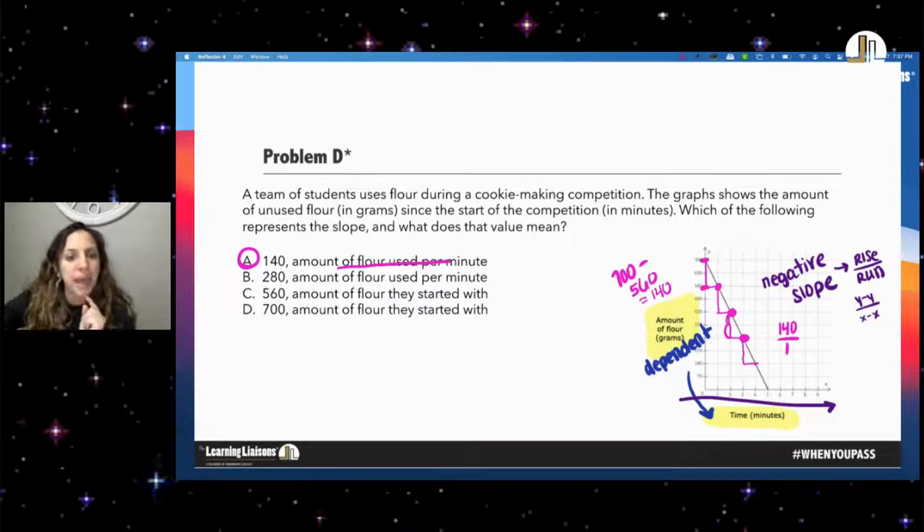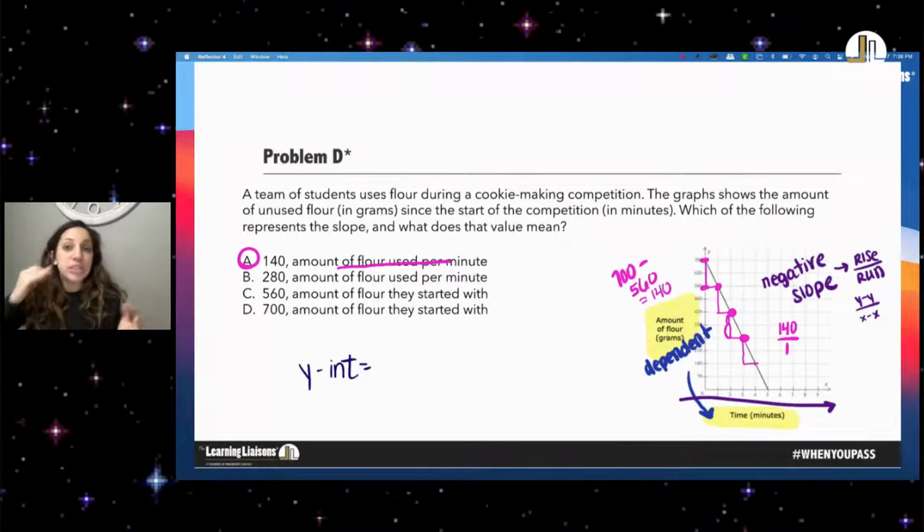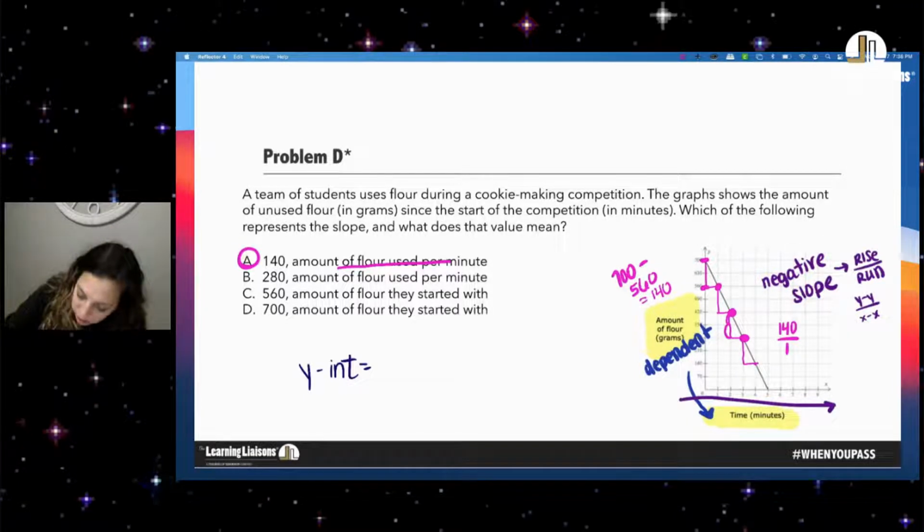What if this problem asked us, which of the following represents the y-intercept? Well, the y-intercept is quite literally where that graph is crossing that y-axis. And that applies for lines, parabolas, circles, hyperbolas, or ellipses, any kind of graph, they have y-intercepts and x-intercepts. So the y-intercept of this graph is going to be 700 because that's where the graph crosses the y-axis.